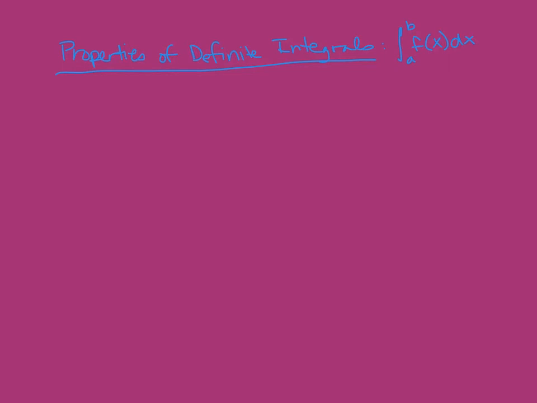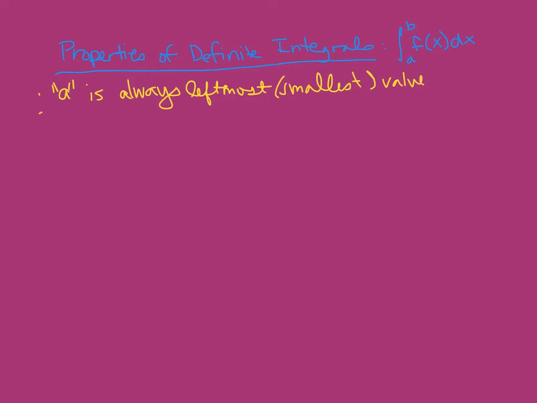First of all, you'll notice at the bottom we always have our a, and at the top we have our b. So in order to evaluate a definite integral, you must make sure that a, or whatever is on the bottom, is always the leftmost on a number line, or you can think of it as the smallest value. It's important that when you're finding an area under a curve, which is what a definite integral does, we evaluate it from left to right.